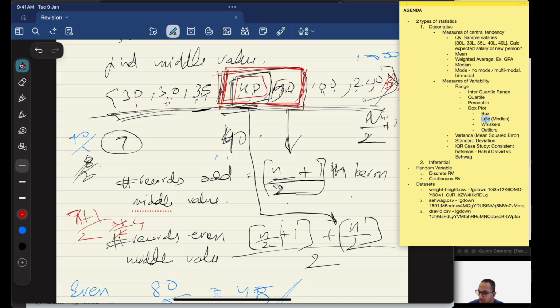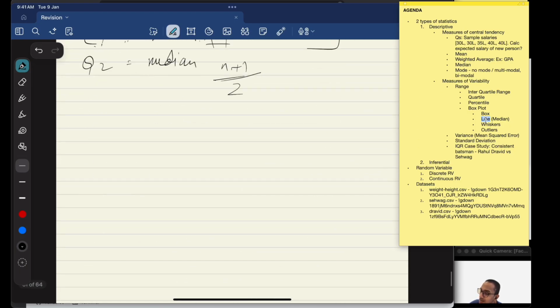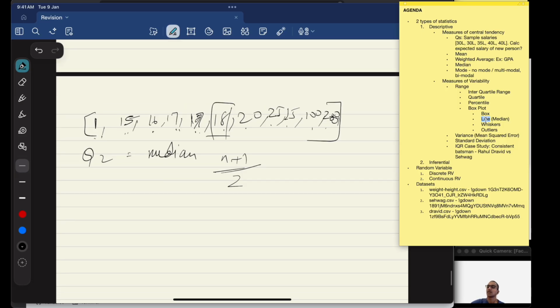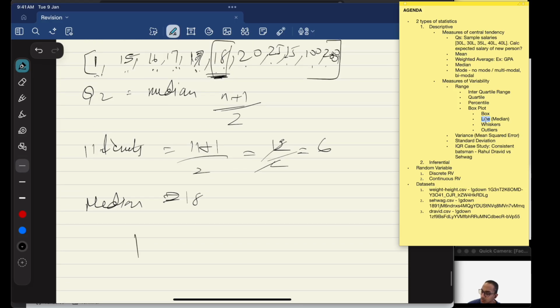So yeah, my bad. I got confused there. Since there are 11 elements here, that would be 11 plus 1 by 2, that is 12 by 2, 6. So 1, 2, 3, 4, 5, 6. 18 is the 6th value, and so our median is 18. When we define the box plot, the middle value is 18.